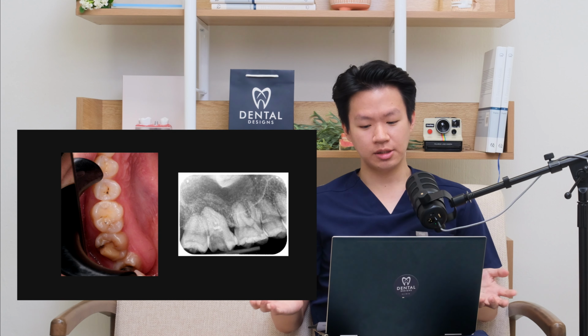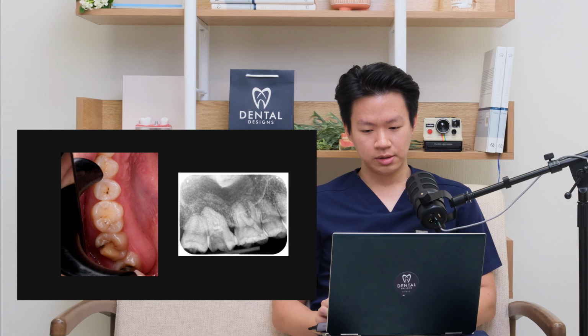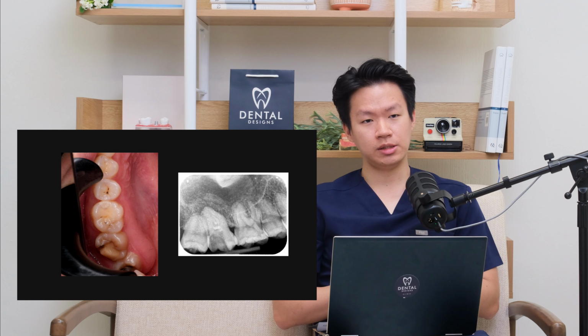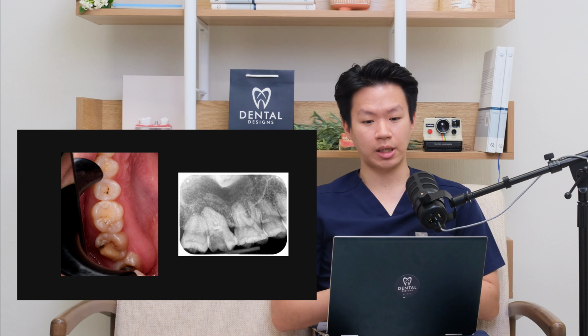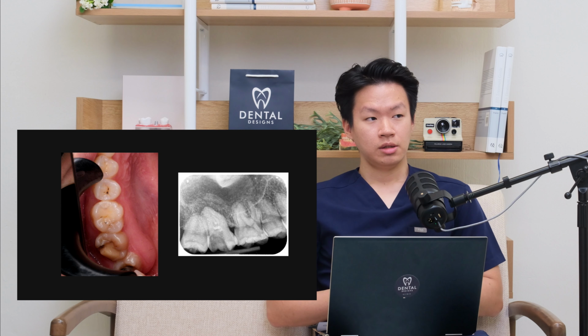For this particular case, we have an intraoral photo and also an X-ray. This patient came in complaining of pain on biting and a bit of sensitivity or sharp shooting pain on cold or hot liquids, accompanied by pain at night when she was sleeping.